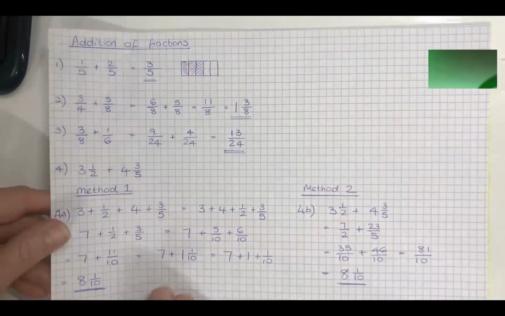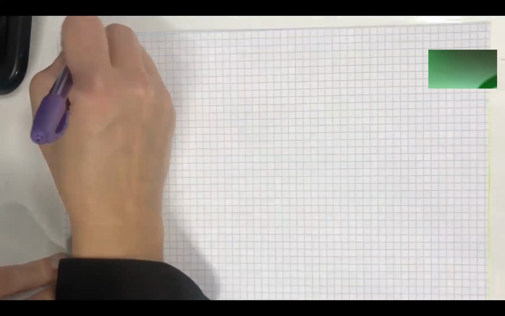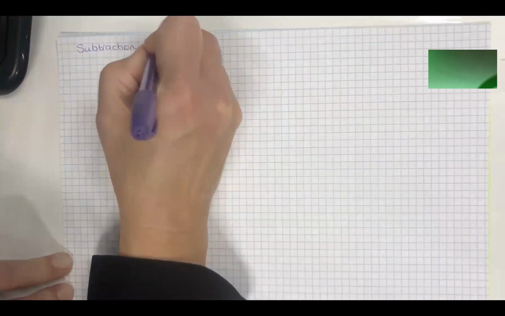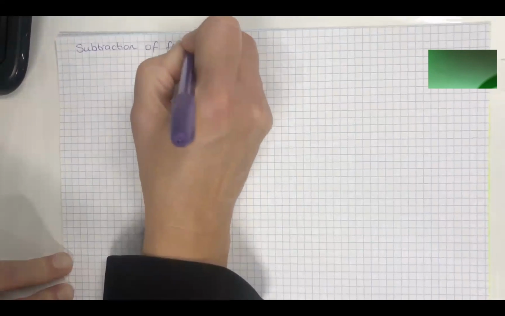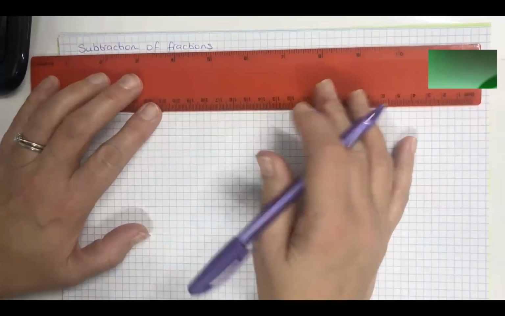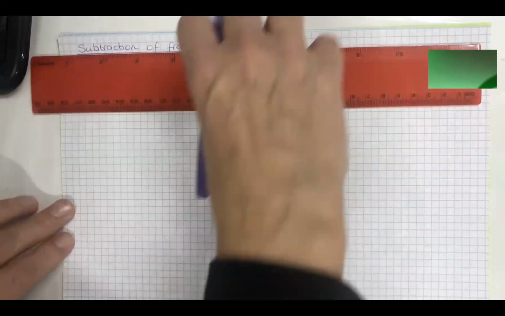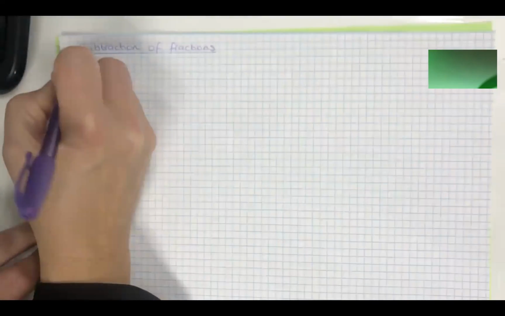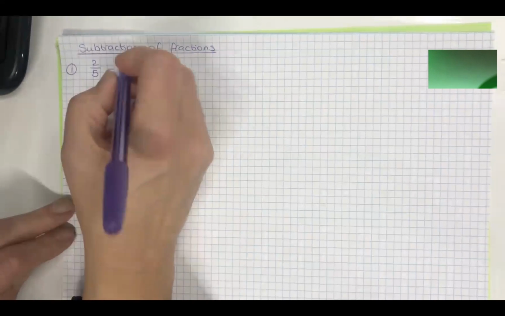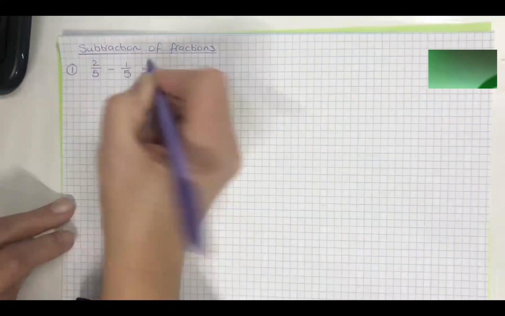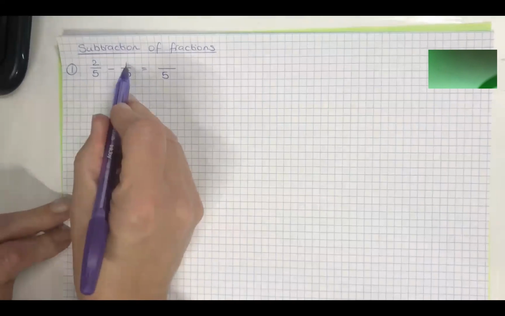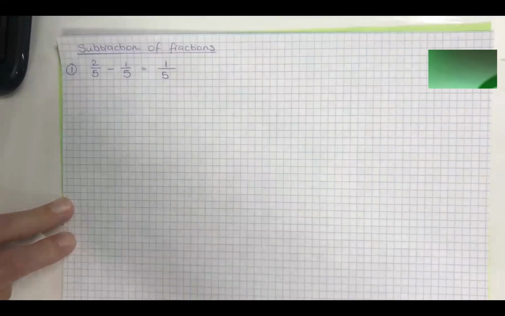Okay, let's quickly look now at some subtraction. It's very similar insofar as you need to have a common denominator before you can subtract one fraction from another. Okay, I'm going to keep the questions very, very similar to before. Okay, my first question, I've got 2/5 and I'm subtracting 1/5. Okay, I keep my denominator the same. And 2 subtract 1 gives me 1.